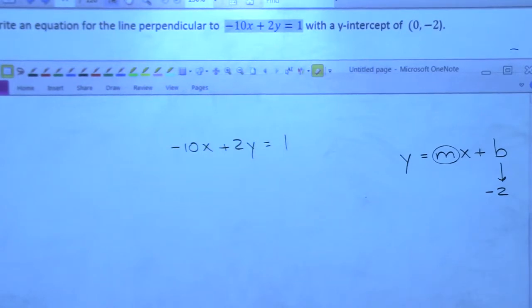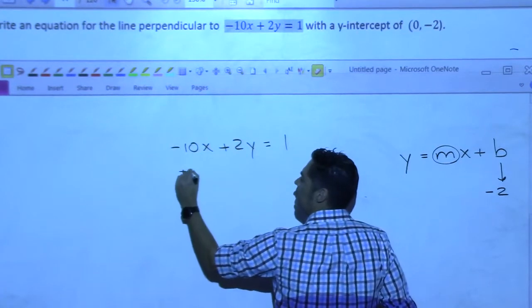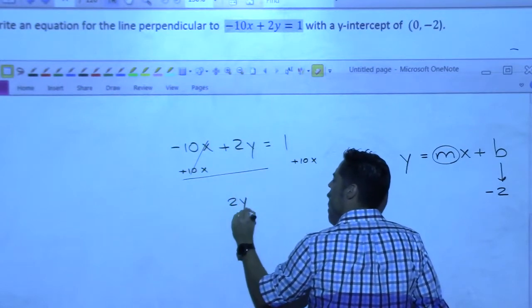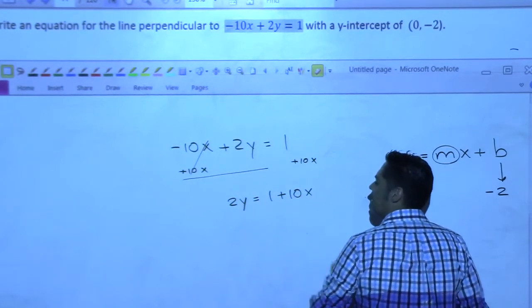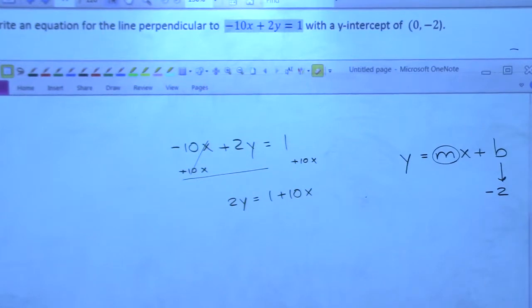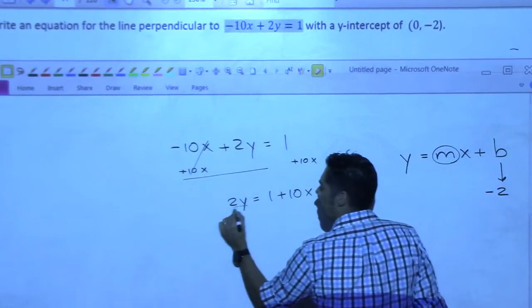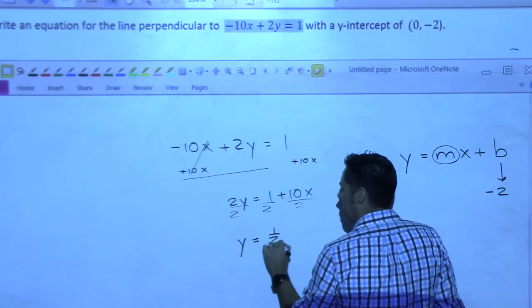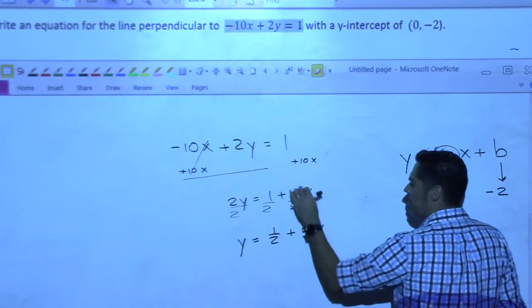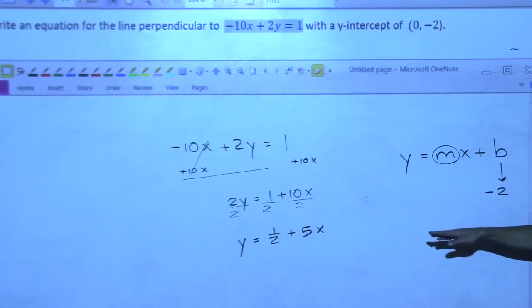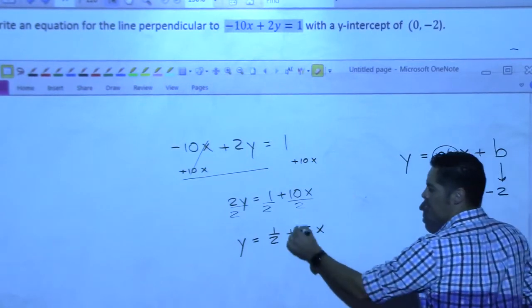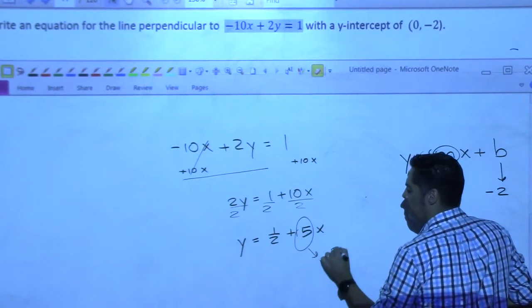So let's solve for y. So add 10x, gone. We get 2y equals 1 plus 10x. Now what? Divide by 2, right? We'll get y by itself. Divide by 2, divide by 2, divide by 2. We get y equals 1/2 plus 5x, because 10 divided by 2 is 5. So what is the slope of this line? Be careful. 5, right? It's the number in front of x. So the slope of this line is 5, which is the same as 5 over 1.